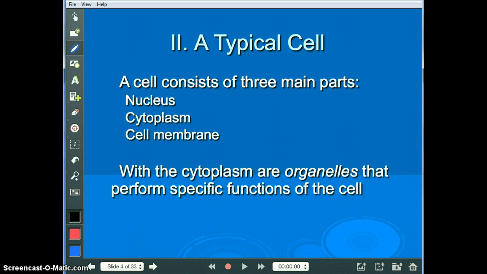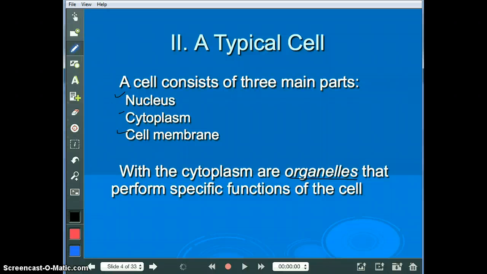Now, yes, there may be 75 trillion of them, but all cells in the human body contain at least 3 parts, or at one point in time they had all 3 parts. Those 3 parts include the nucleus, the cytoplasm, and the cell membrane. All 3 parts have particular functions. Inside the cytoplasm, you're going to have the organelles, those tiny little structures, little organs that are doing particular functions.